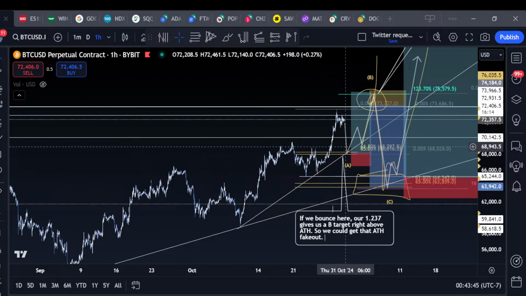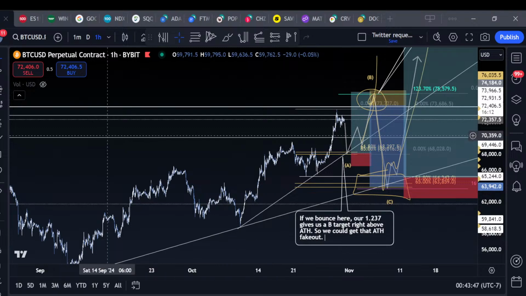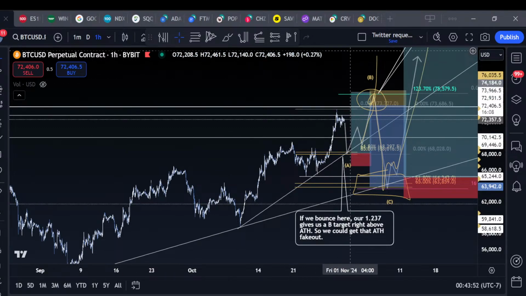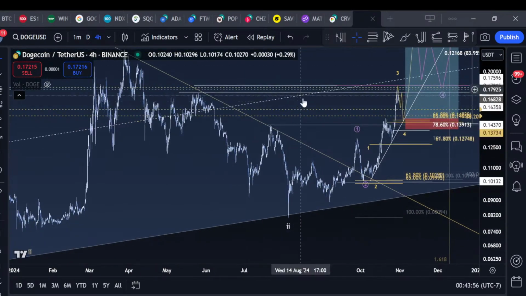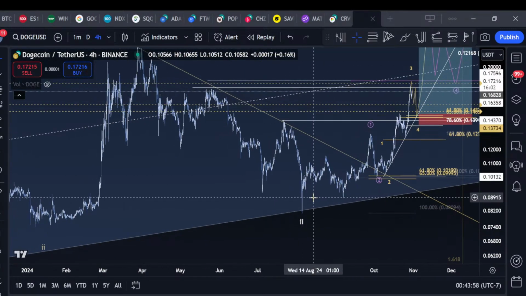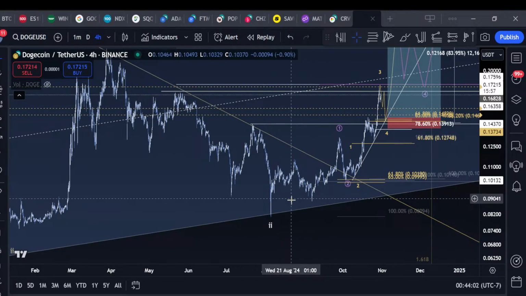But keeping a big eye on this level into the New York Open in several hours. All right, let me go to some of the alts I'm looking at. I'm being asked about Doge. So Doge is one of those coins that I have swing longs on from down lower.